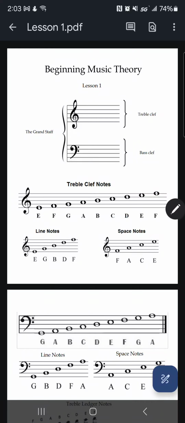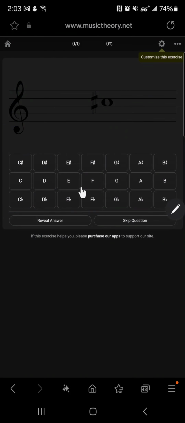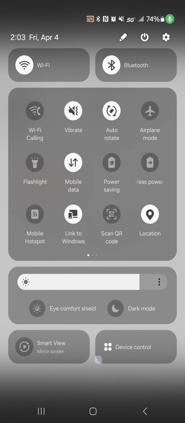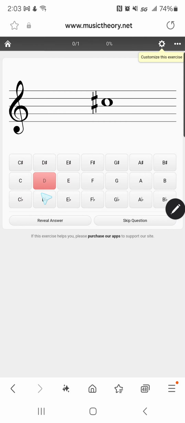Now, I'm going to pause this video and see if I can find a little quiz. All right, so there's this website called musictheory.net, note identification. If you click on a note, sorry guys, I'm going to turn this off of dark mode. Okay, so you click on a note.